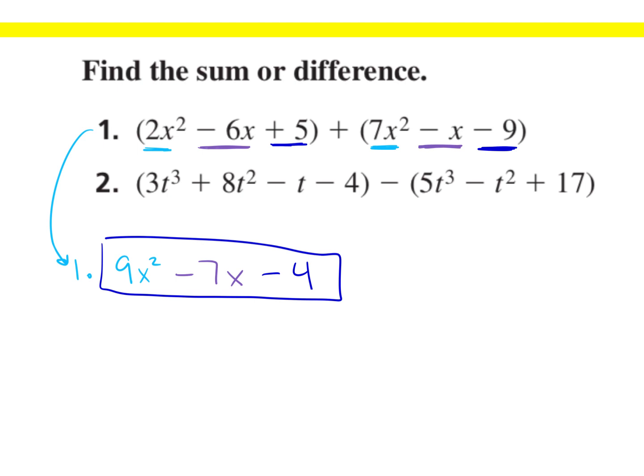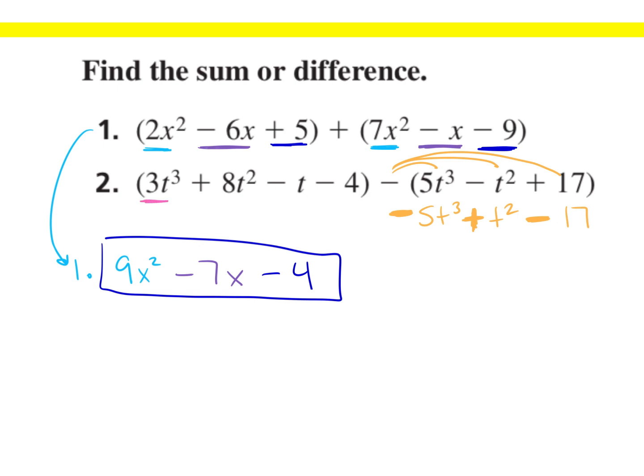For number 2, when we're subtracting, what's the first thing that I have to do? Distribute the negative. So I'm distributing the negative to everything behind it, which means I have to change the sign of everything behind it. So it becomes negative 5t cubed. What if it's already negative? It becomes plus. So plus t squared. And then minus 17. We have to change the sign of everything behind it. And from here, we can add our like terms.